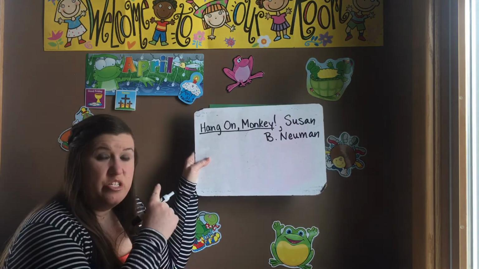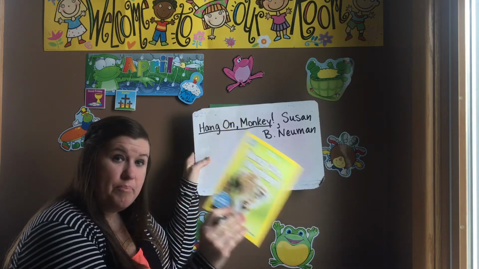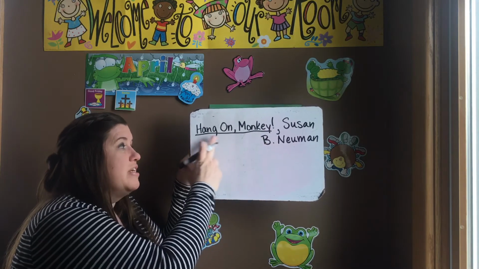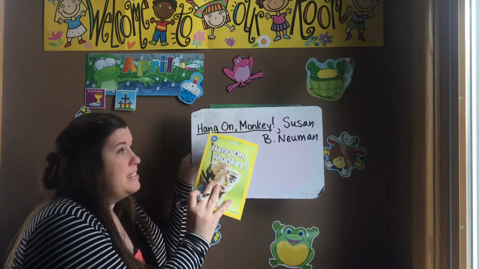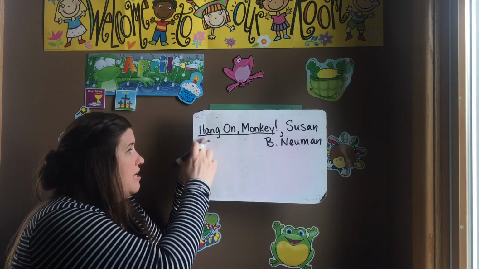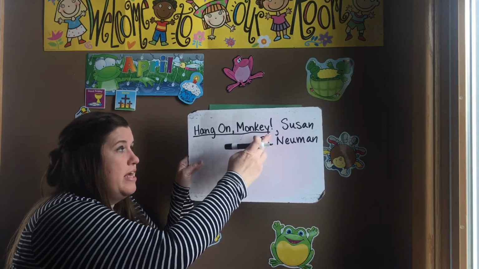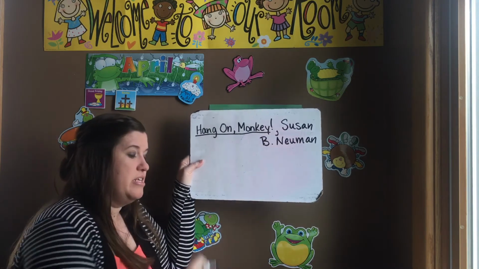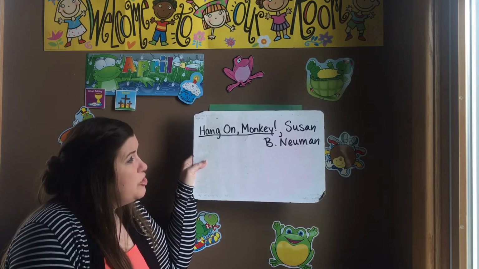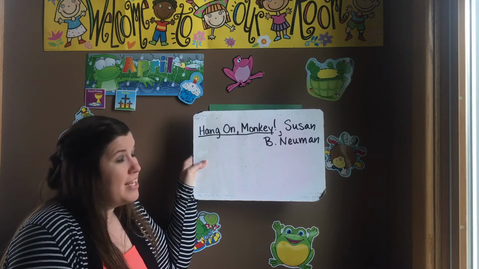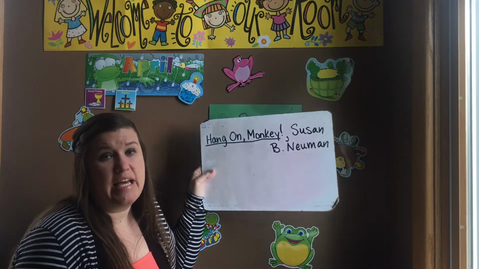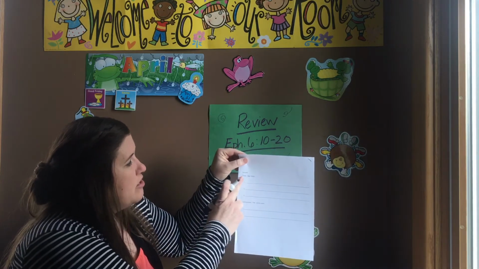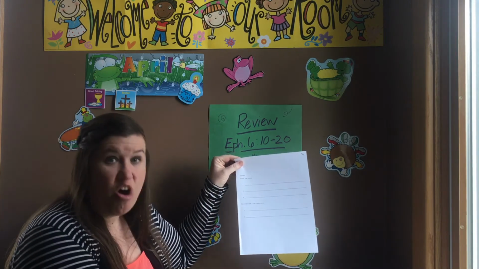Okay, so when we write down a source that's a book source and document it, we put the title just like it is written. Any capitalizing, they capitalize it, we do on here. Hang On, comma, Monkey. I underline that whole title, a comma, and then here's the author's name, Susan B. Newman. So that is how you document a source that is a book. And it tells you on here too, it has title, underline, comma, and then the author, okay?